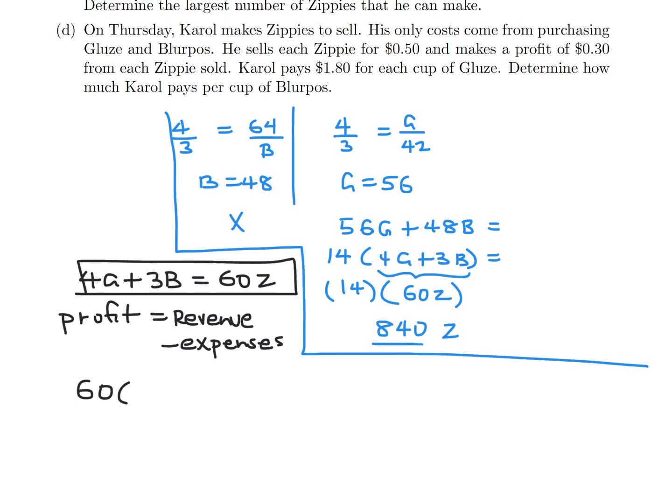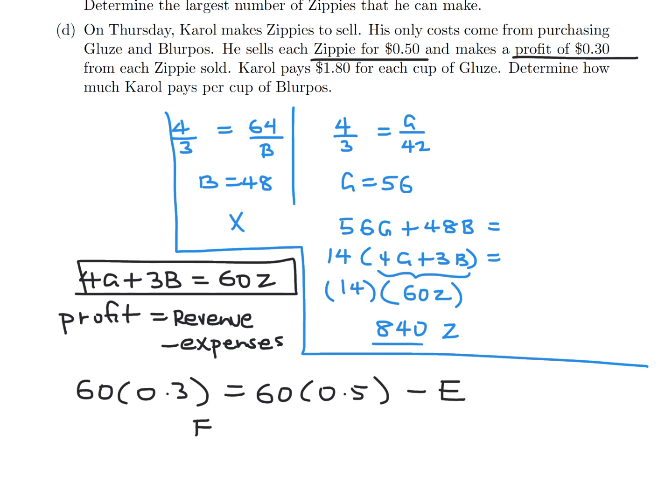The profit is 30 cents, right? So put that in there. And then the revenue, he's selling each for 50 cents. Is that correct? Yeah. So 60 times 50. And then the expenses, that I don't know, so I'll just call expenses E. When I solve for E, I get 30 minus 18, 12. So $12 is the expenses.